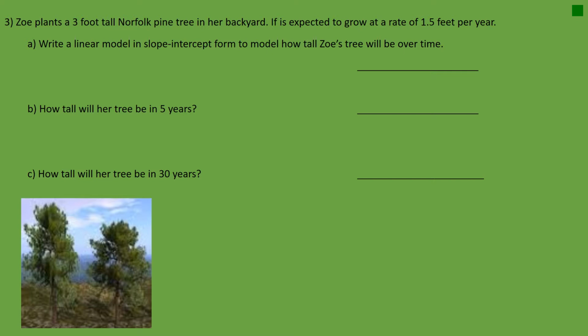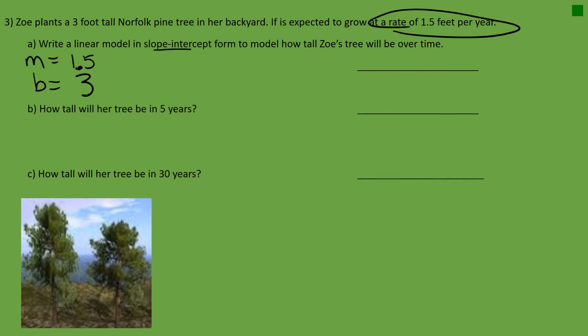Zoe plants a 3-foot tall Norfolk pine in her backyard. It's expected to grow at a rate of 1.5 feet per year. So right now, see if you can figure out the B, the beginning value, and the M, the rate. All right, hopefully the rate, you have 1.5, so that's my slope. And my beginning value is 3 feet.